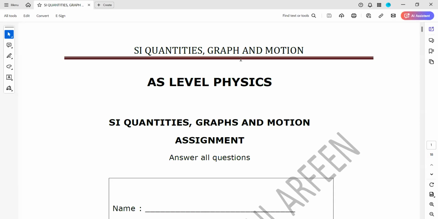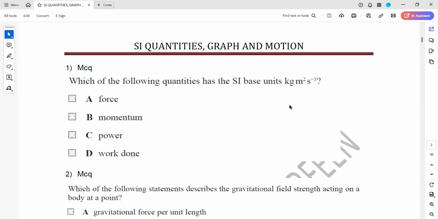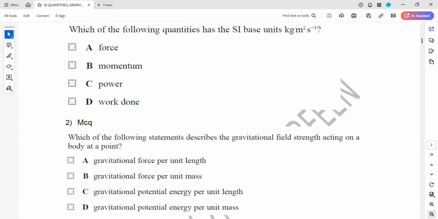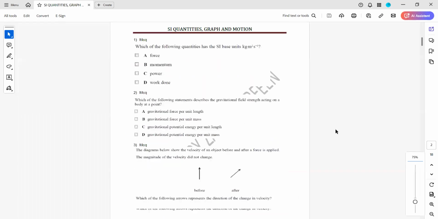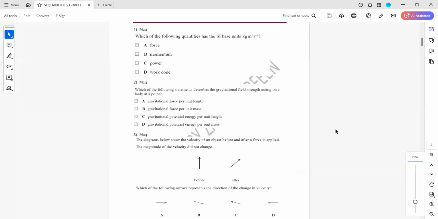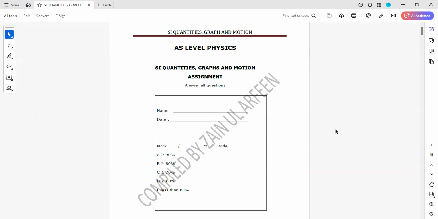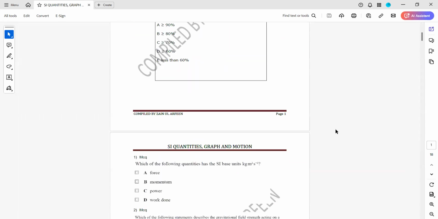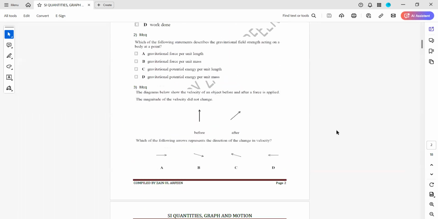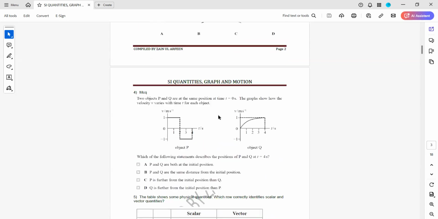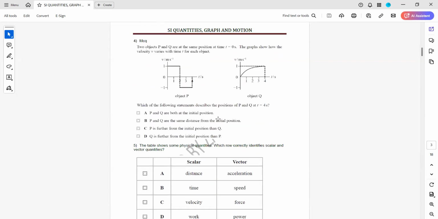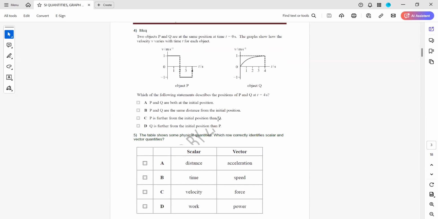So this was a weekly homework exercise related to SI quantities, graphs and motion. Any doubt on page number 2? Page 2, any doubt? This was last week's homework, SI quantities, graph and motion. Any doubt? If no doubt, then we'll move on. Page 3, any doubt? Page number 3, any doubt?